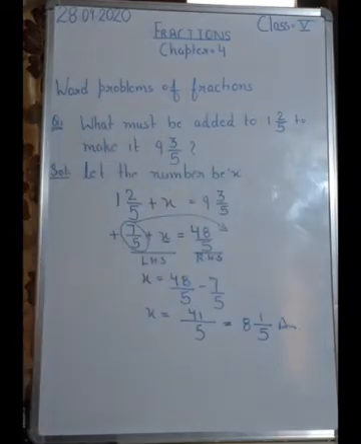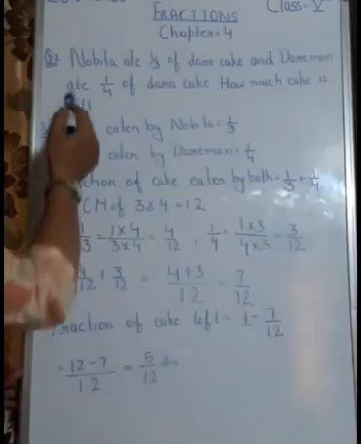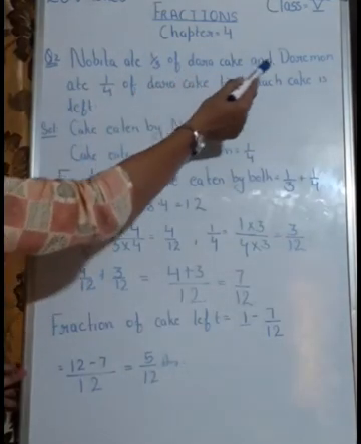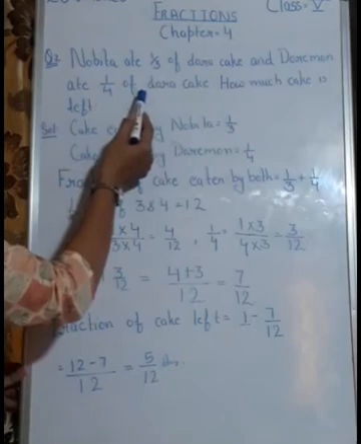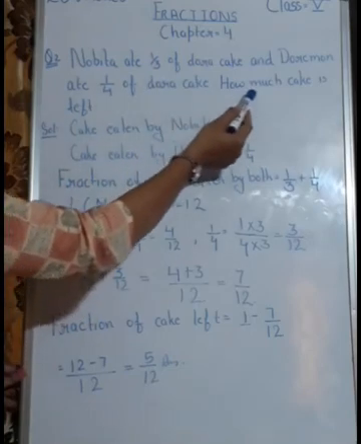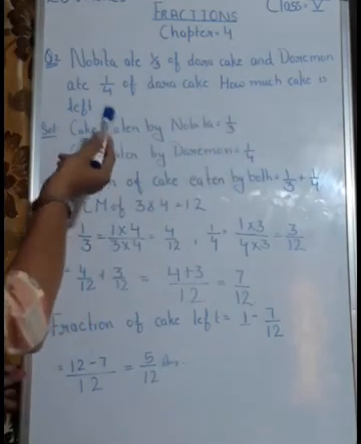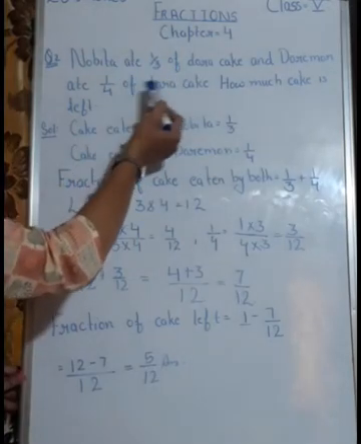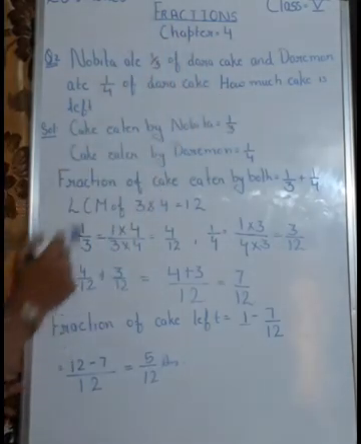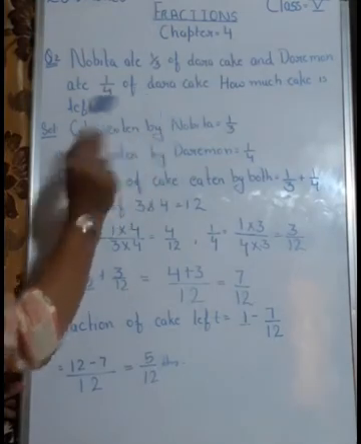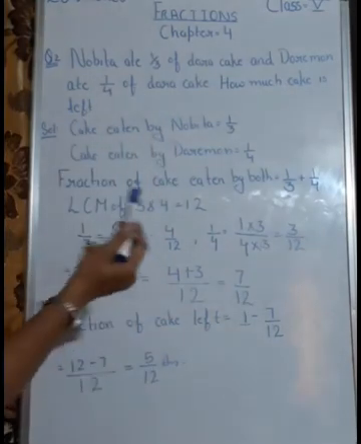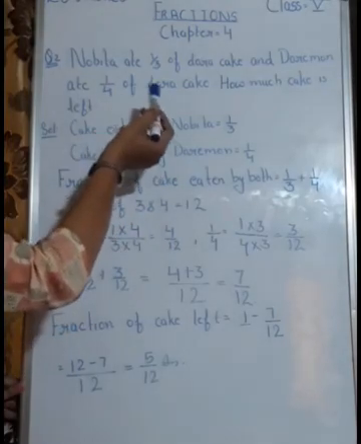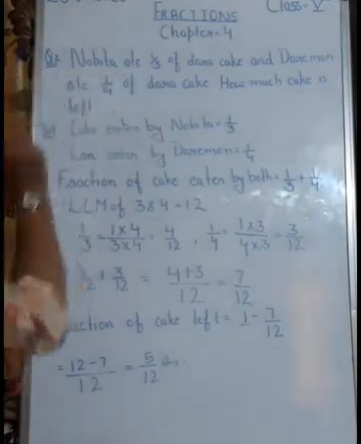Clear? Now your next word problem is: Nobita ate 1/3 of Dora cake and Doraemon ate 1/4 of Dora cake. How much cake is left? So there is a cake out of which 1/3 is eaten by Nobita and 1/4 is eaten by Doraemon. You have to find how much cake is left. For finding how much cake is left, first you have to find the total fraction of the cake that has been eaten by both Nobita and Doraemon.